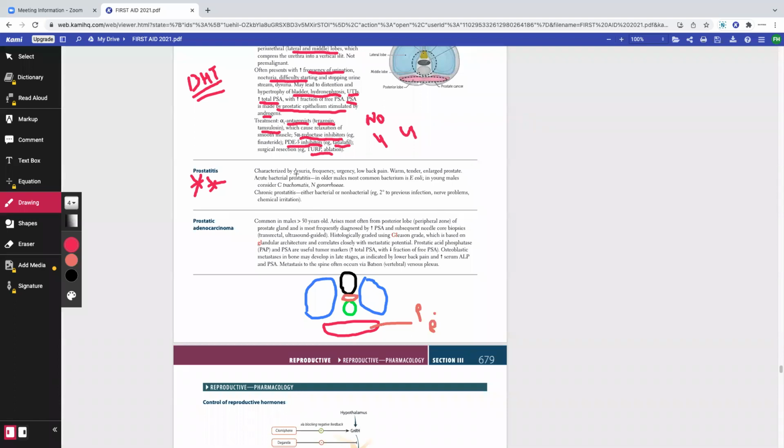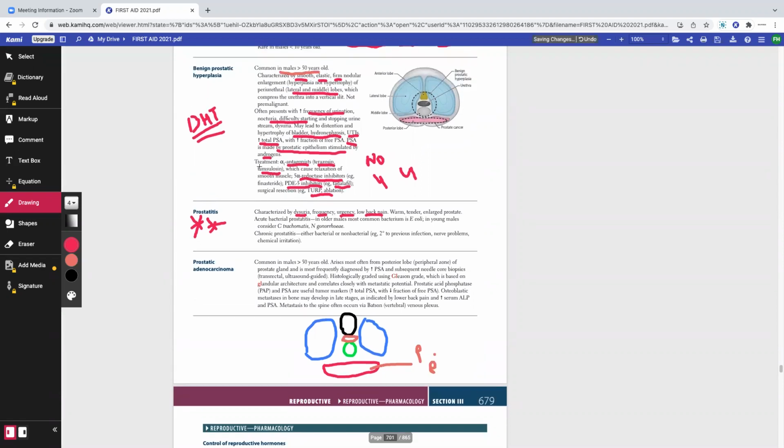So prostatitis is characterized by dysuria, frequency, urgency, and low back pain. These are the same signs and symptoms that we usually get for BPH, except that in prostatitis the patient has severe pain because the prostate is warm, tender, and enlarged. So in this patient, if we do a DRE, will the patient experience pain or not? Yes or no? The answer is yes. Now, there are two types of prostatitis. There could be acute prostatitis or chronic prostatitis.